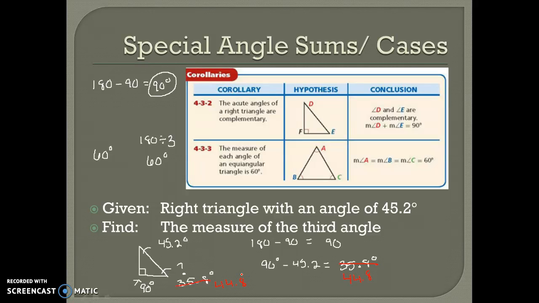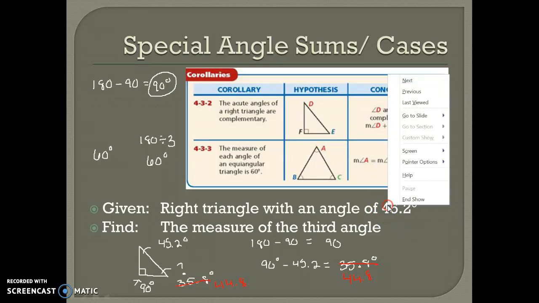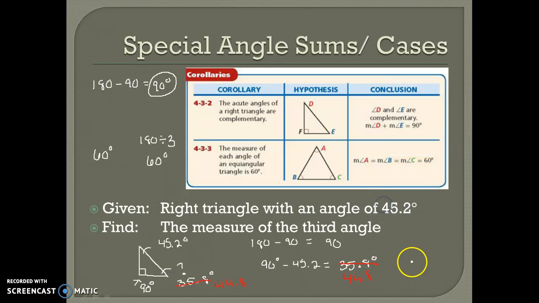Okay, so now, again, you can catch your mistakes. So 45.2 degrees plus 44.8 plus 90, you should get exactly 180 degrees, which you do in this case, as long as you are using the correct numbers, which we were the second time there.